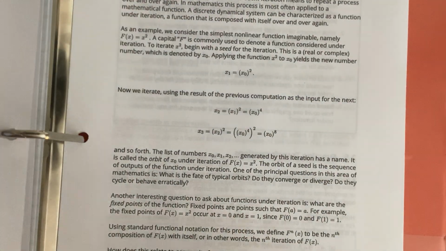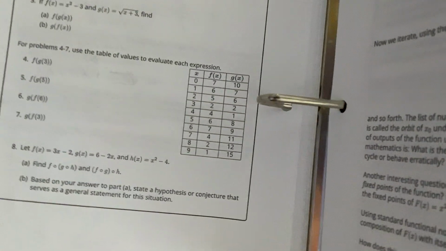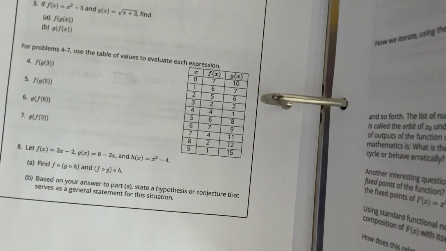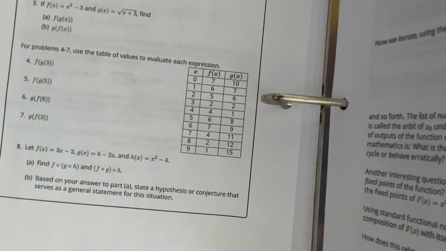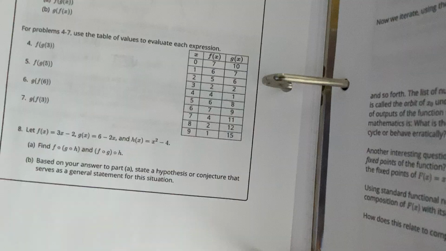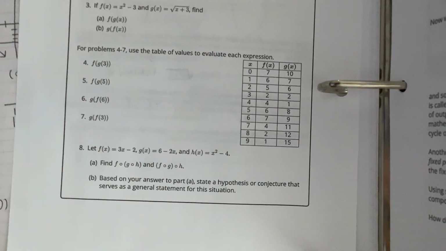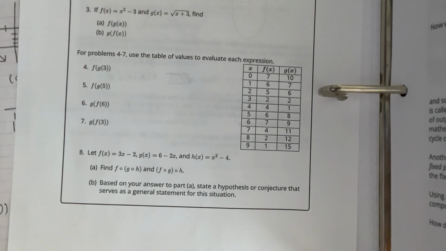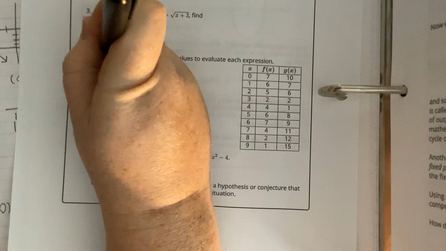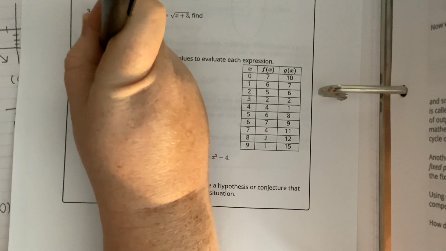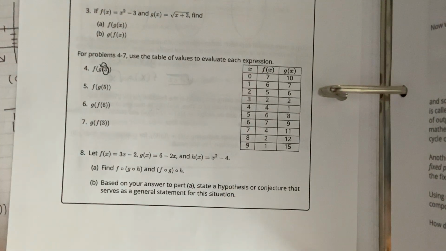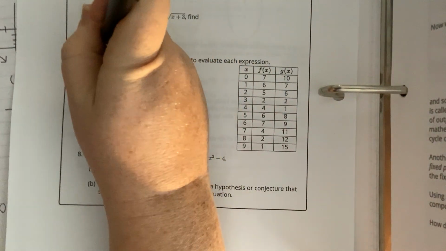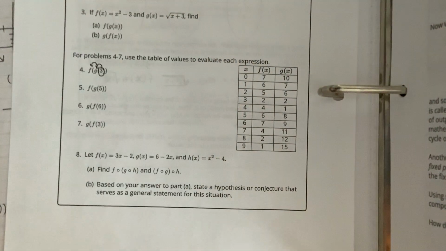All right. So I'm going to work through the different problems so you can really see what we're talking about. I'm actually going to start down here at 4, 5, 6, and 7 so you can get the idea of what we're talking about. So on 4, it's telling you to take 3 and plug it into G. Then once you get that answer, you're going to plug it into F.